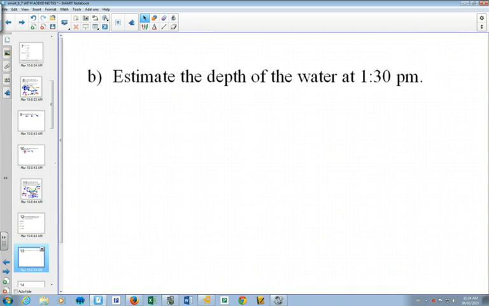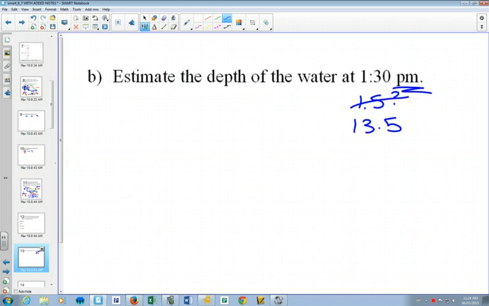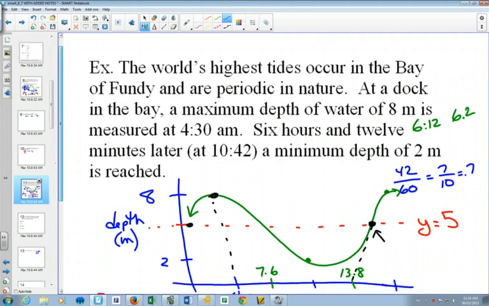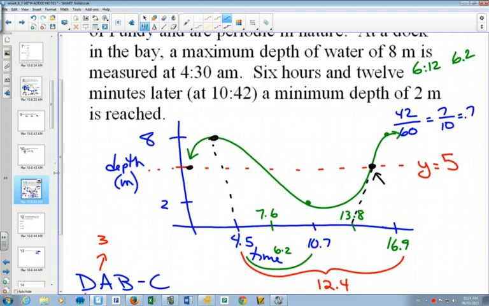Estimate at 1:30 p.m. Okay. 1:30 p.m. How will that show up on the bottom of our graph? Will it be at 1.5? 13.5. Why 13.5 and not 1.5? Because we're looking at PM, right? The 4:30, when we look in the context of our question, the 4:30 was in the morning. 13.5 would be right about here if I'm estimating it.